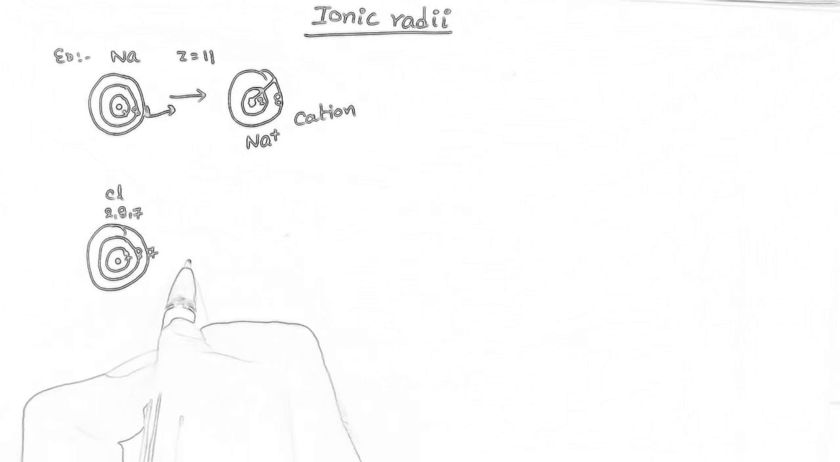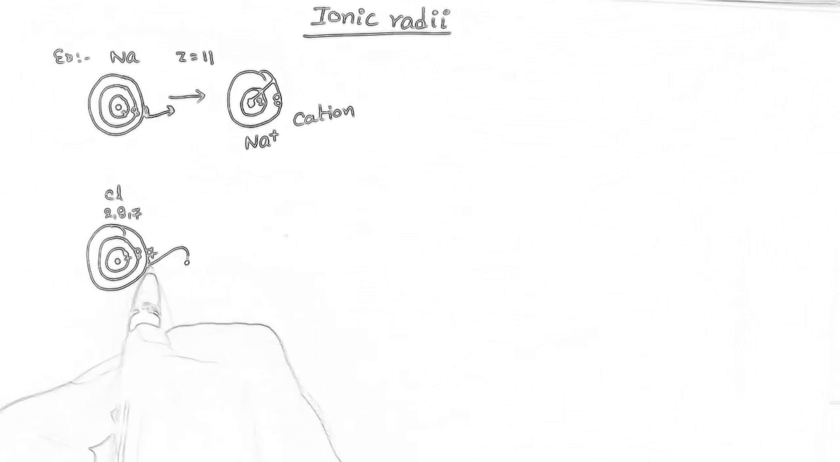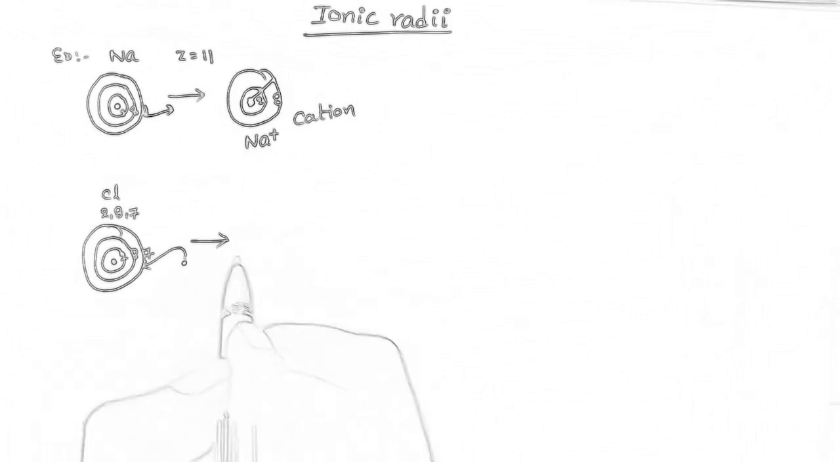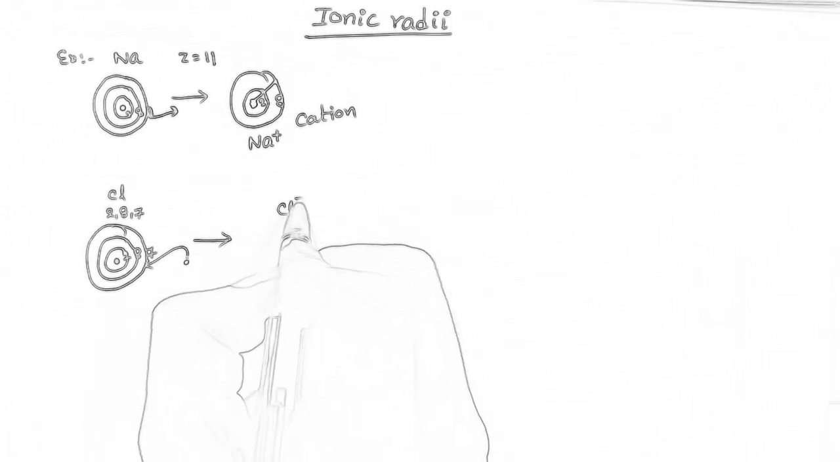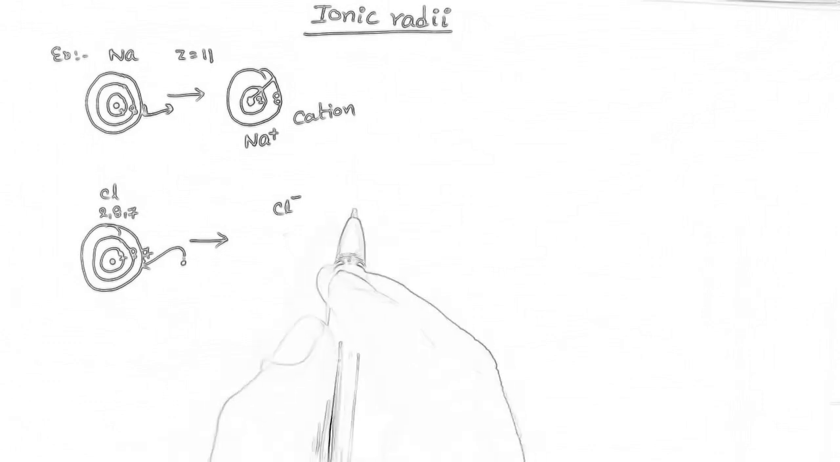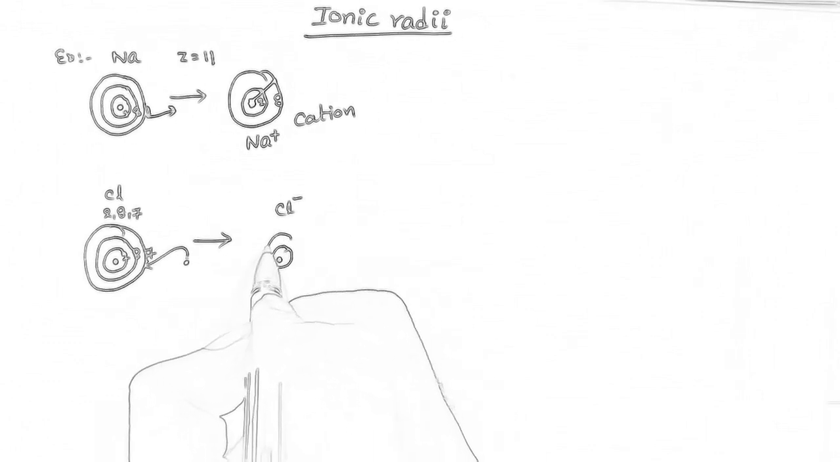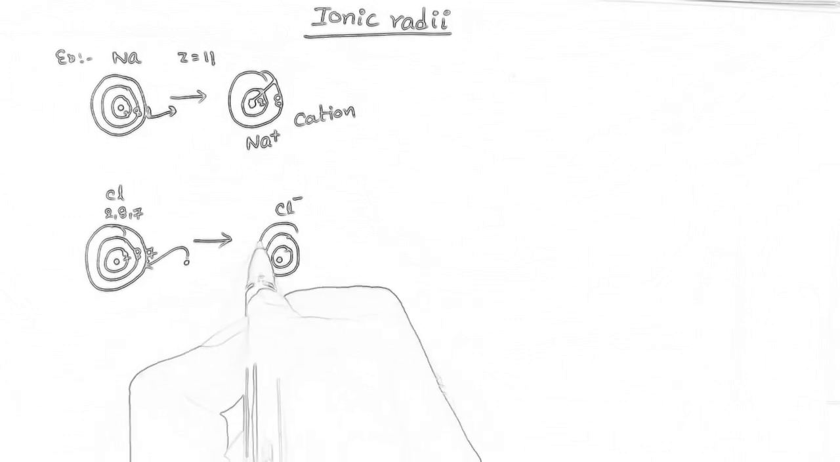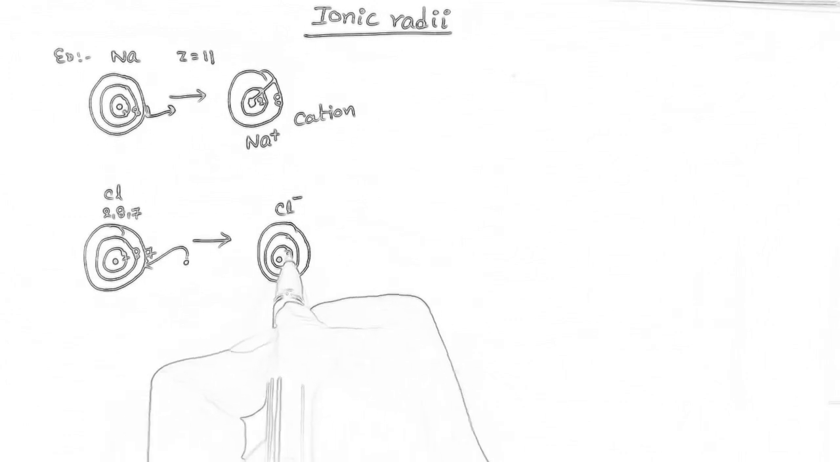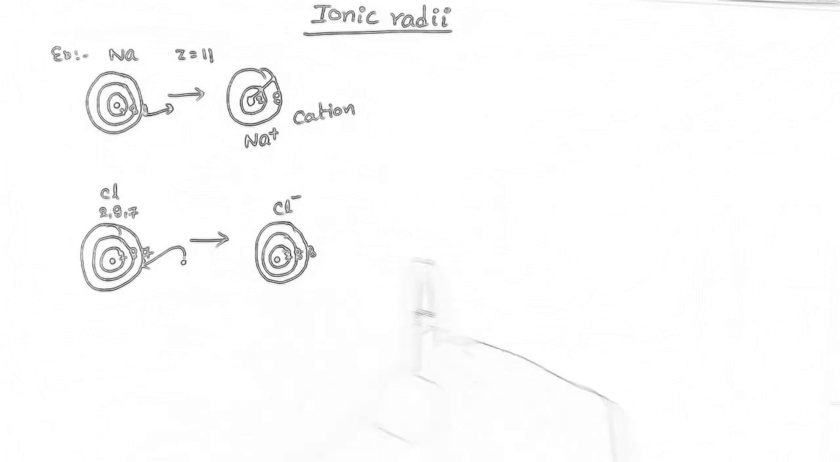If we add 1 electron to it, then what happened? It converts into Cl minus. We are adding an electron now. So then what happened here? This is one orbit, this is another orbit, and this is another orbit. So now here 2 electrons, 8 electrons, and here also 8 electrons. It is the anion.